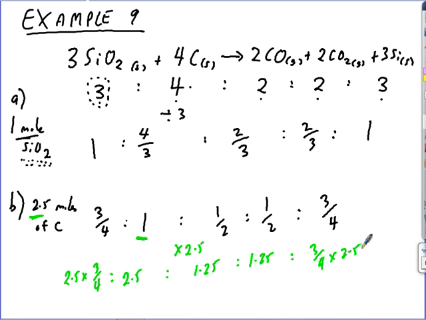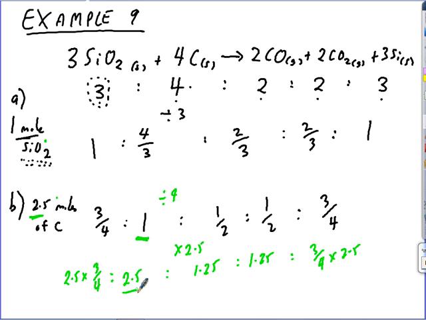So the best trick is the thing you've been told about, in this case the silicon dioxide, in this case the carbon, you convert what you've been told to 1 in your ratio first. In this case we divided by 4 to get all these in the ratio of 1 carbons. Then we just times by the thing we need to times by, which in this case is 2.5.